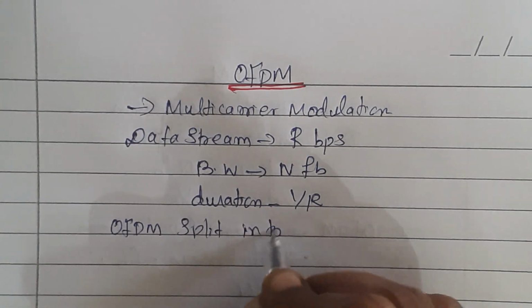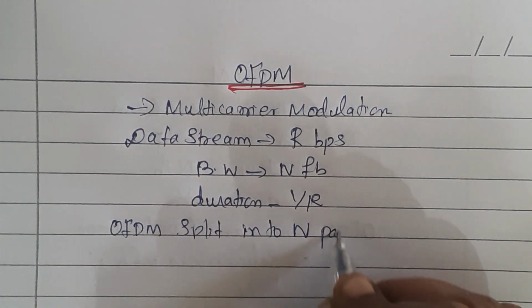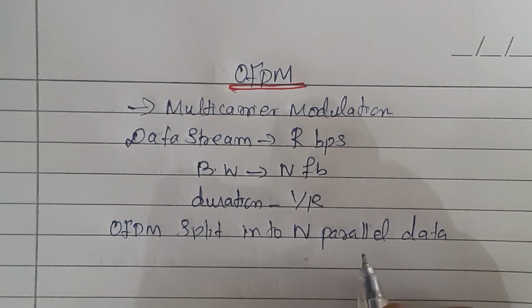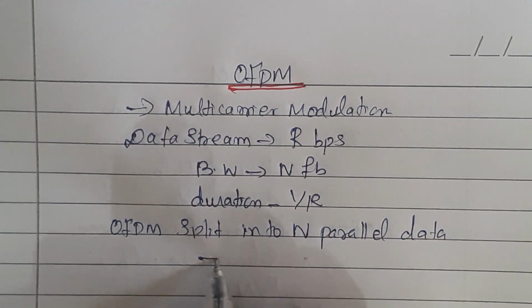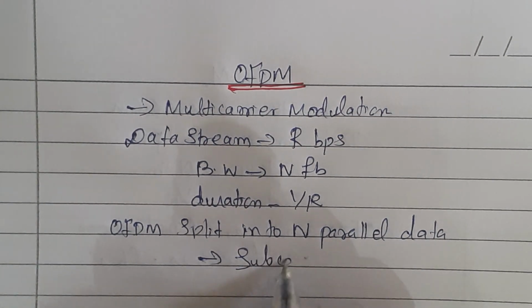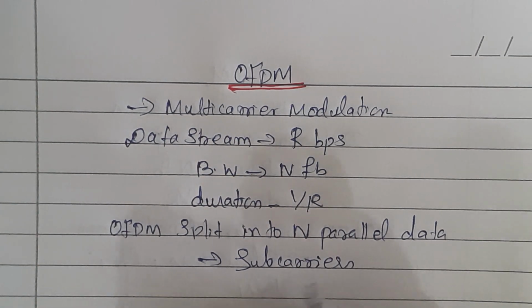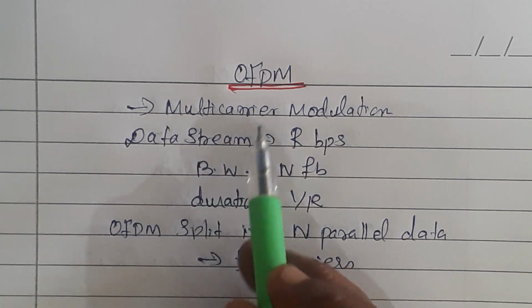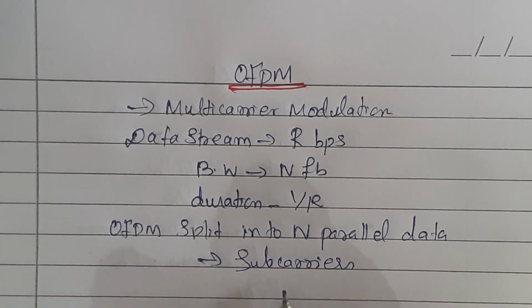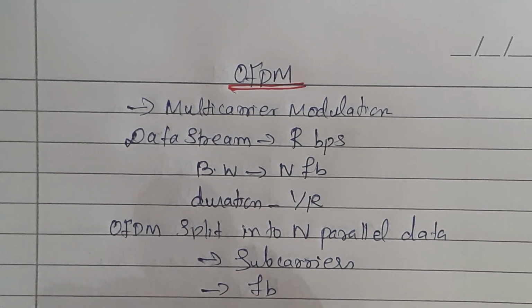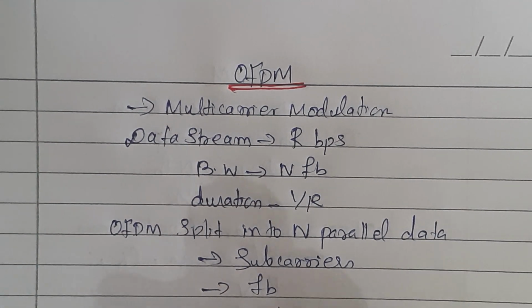Now when this is available and it is going into the OFDM system, this OFDM will split into N parallel data streams. So this N parallel data stream is called as subcarriers. Because there are parallel subcarriers, it's called multi-carrier. Each subcarrier will occupy a bandwidth of fb. So the data rate will be R by N.